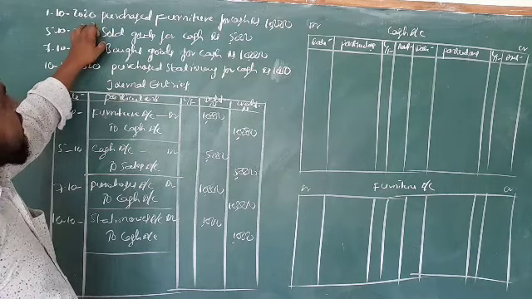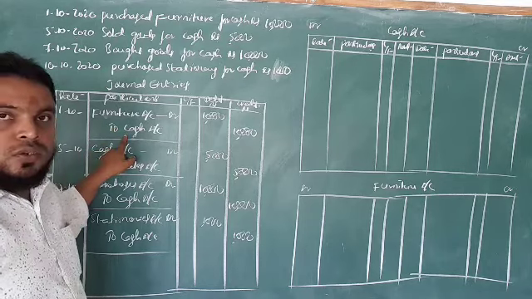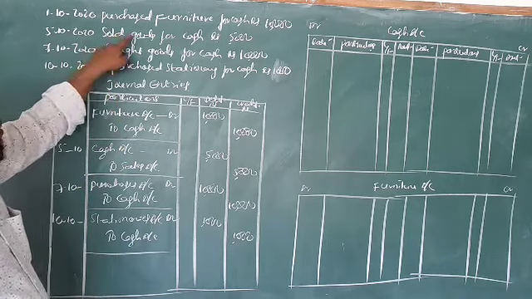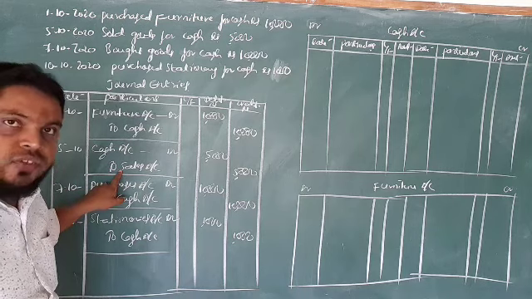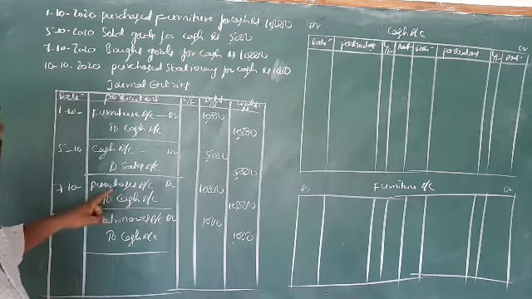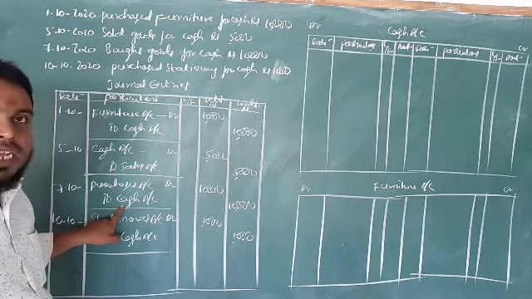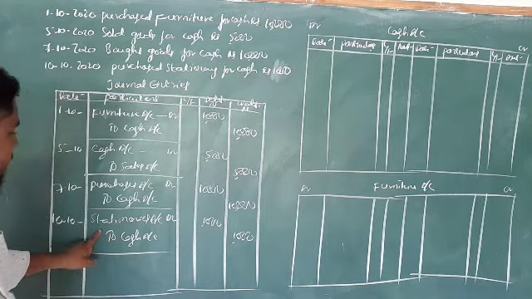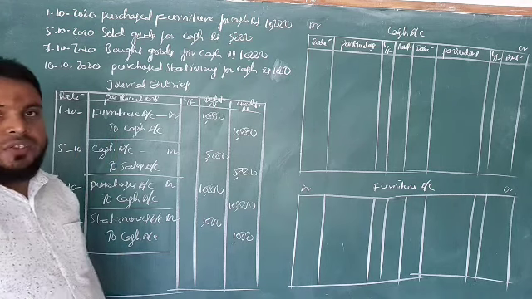The journal entries: purchased furniture for cash. The entry will be furniture account debit to cash account. Next, sold goods for cash. The entry: cash account debit to sales account. Bought goods for cash rupees 10,000. The entry: purchases account debit to cash account. Next, purchased stationery for cash. The entry: stationery account debit to cash account. So these are the journal entries.